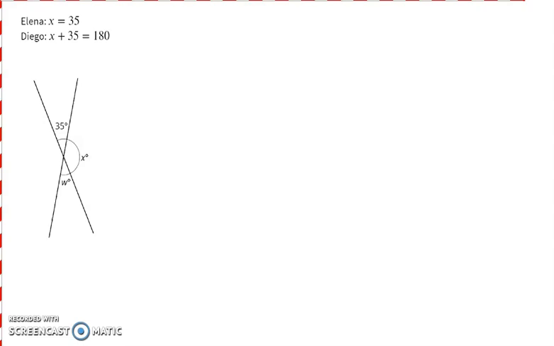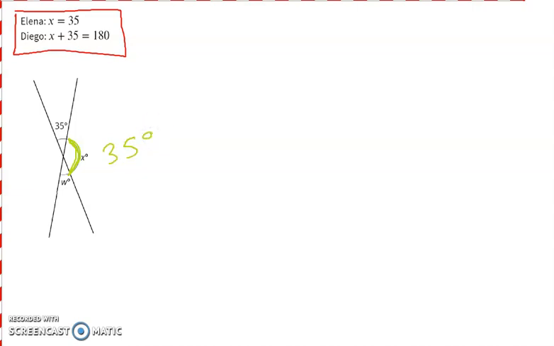This second set of problems has you looking at two different equations, figuring out which one is accurate or which ones you would prefer to use in order to solve for the missing angle measures, which in this case are x and w. So let's take a look at Elena's first. So Elena is saying that x, this angle, is equal to 35 degrees.